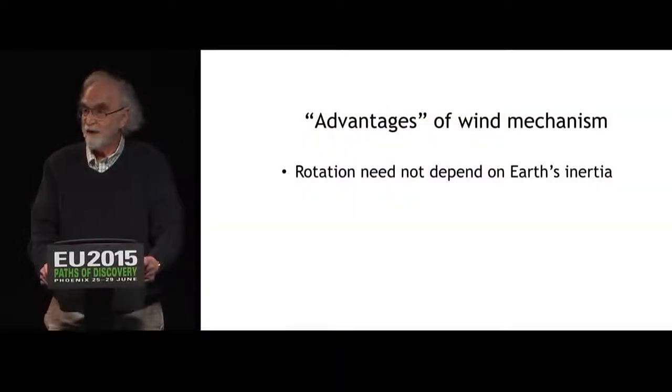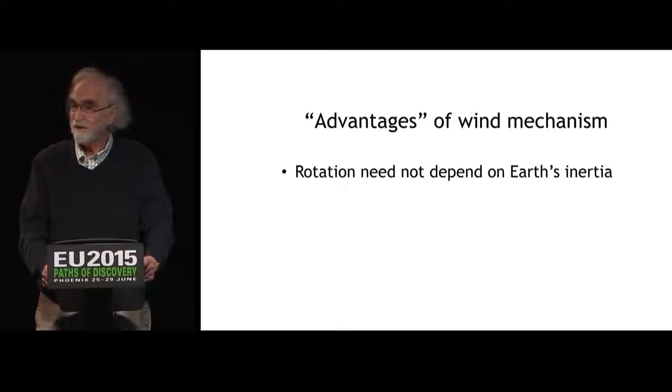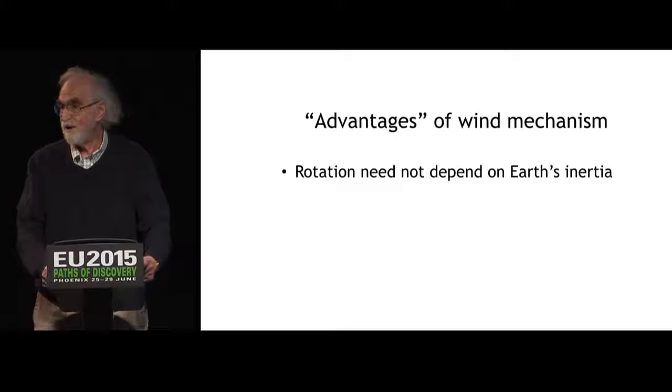So I think it's possible that we don't need these tall peaks. This is obviously just illustrative, but all you need is gradients and something rubbing on the Earth, or rubbing on some protrusions. So the advantage of this kind of wind mechanism is that the rotation of the Earth now no longer depends on the inertia. As I said, maybe you think differently, but it's difficult for me to imagine that inertia could keep us going for 5 billion years. It's a lot of time.